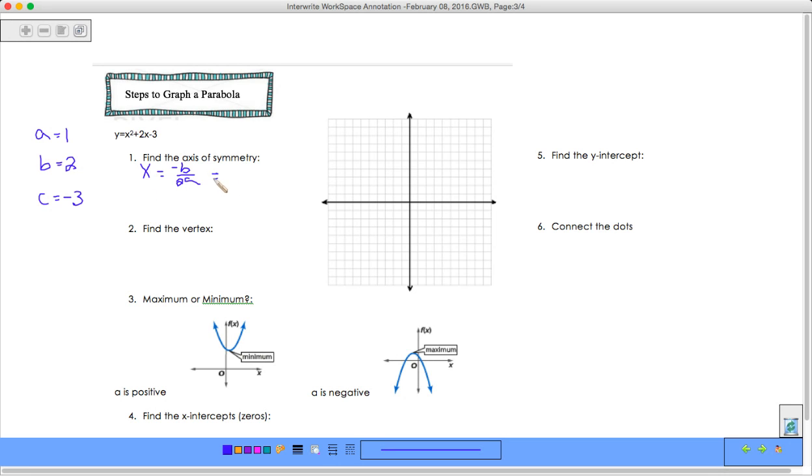Okay, so here we have opposite of b, so -2 over 2 times a is 1. So that's -2 over 2, which I know is -1. So we get x equals -1 as our line. You have to have the x equals because it's a line. It has to have the equation part. So I'm going to come here where x is -1, and I'm going to draw this line.